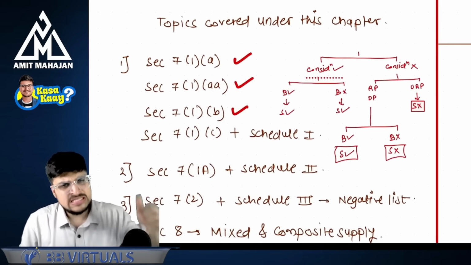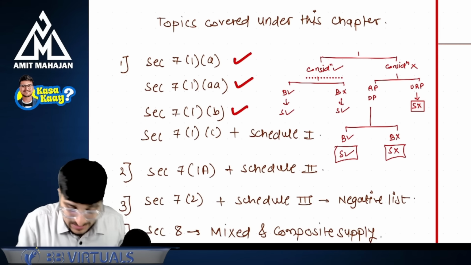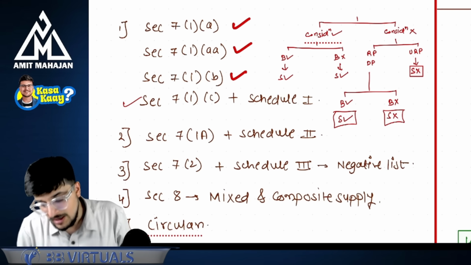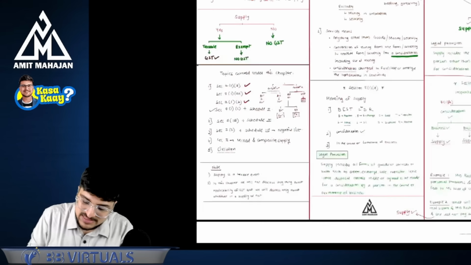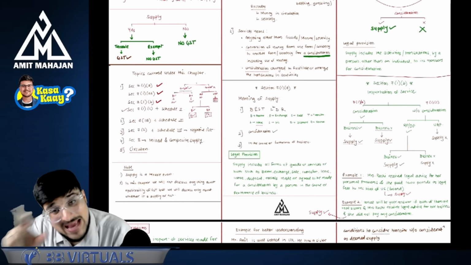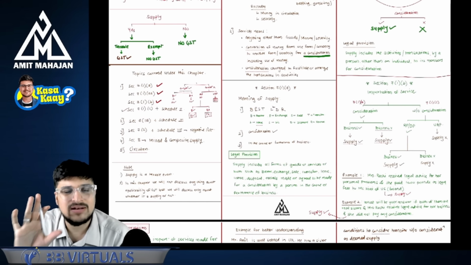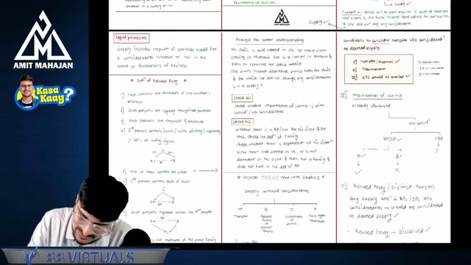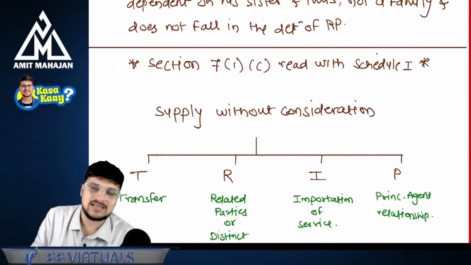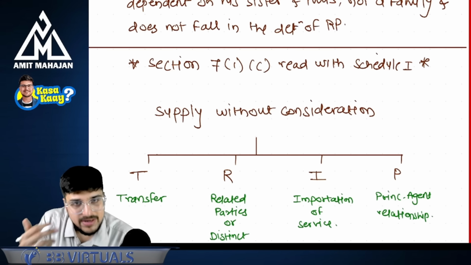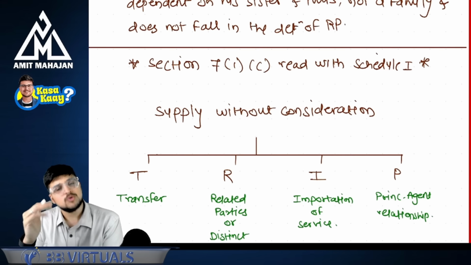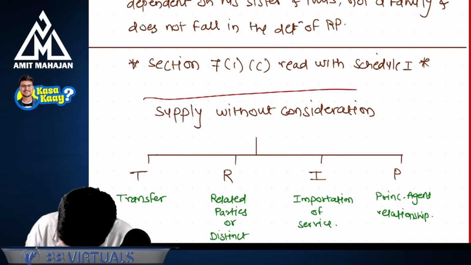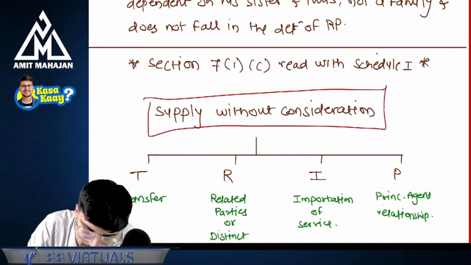Okay. 7.1a, 7.1b. Let's move ahead with the next important part, that is section number 7.1c, ready with Schedule 1. What is this 7.1c? See, 7.1a says there has to be some kind of consideration. But 7.1c says there are certain transactions which are made without consideration. So if there is no consideration, actually it should not be considered as supply, but we will consider them as a supply, and this is an exception.